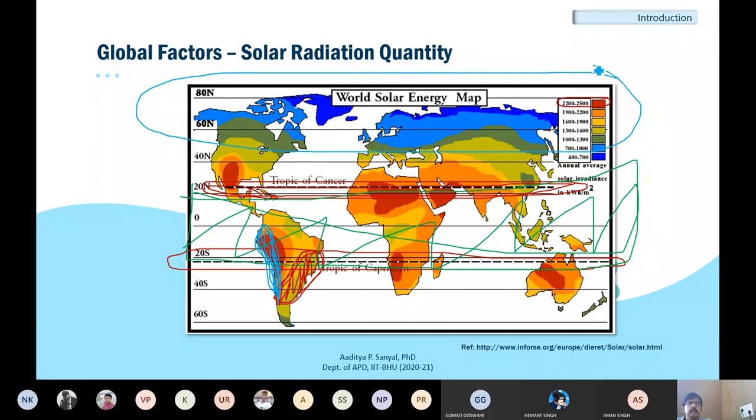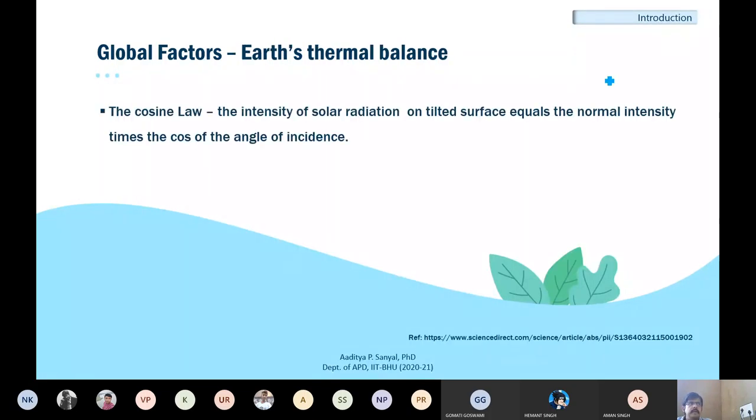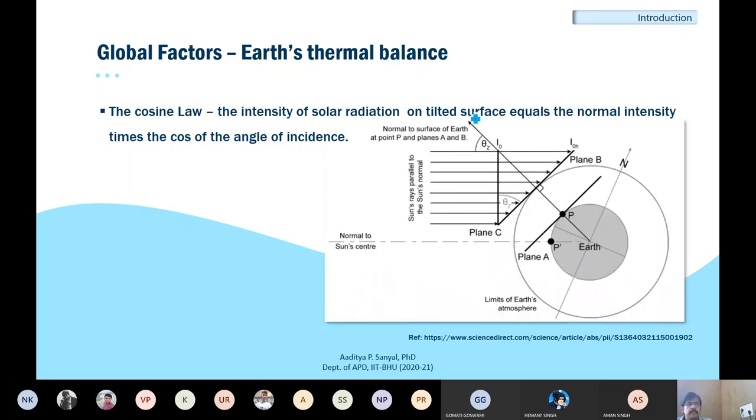I am not a geographer, but I am trying to give you an overall idea and try to understand the climatic regions out of these. Whereas towards the north, if you can see, the solar irradiance is rather low in this region.